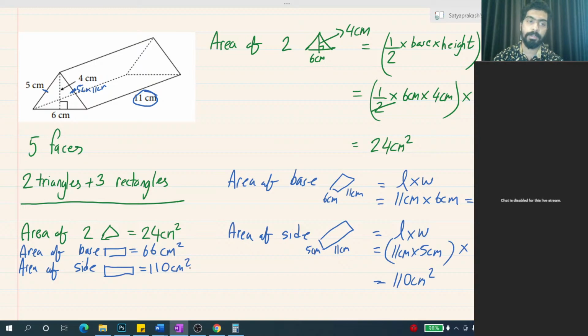So what we have here is we have found all the areas that we need for this triangular prism. We have found the 2 triangles and we have found the 3 rectangles, which are the base rectangle and the side rectangles, right? So now we can just add it up. 66 plus 24 should give us 90. 90 plus 110 is equal to 200 centimeter square, right? So the total surface area of this triangular prism is equal to 200 centimeter square.